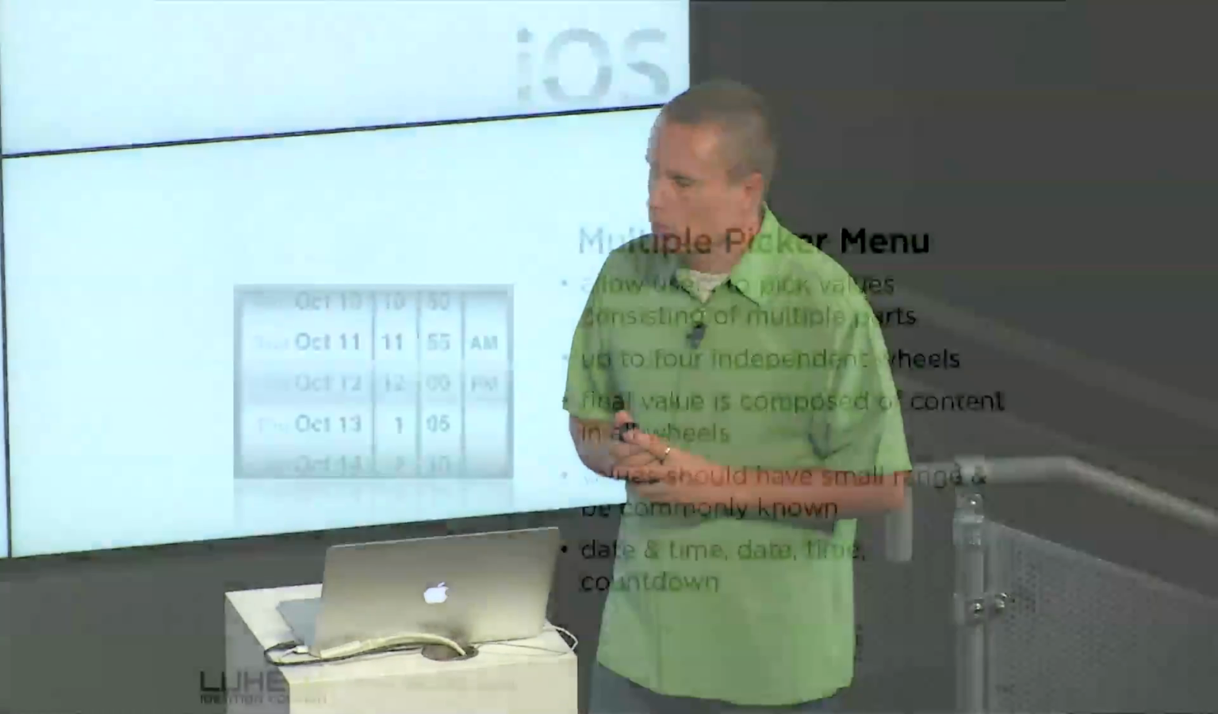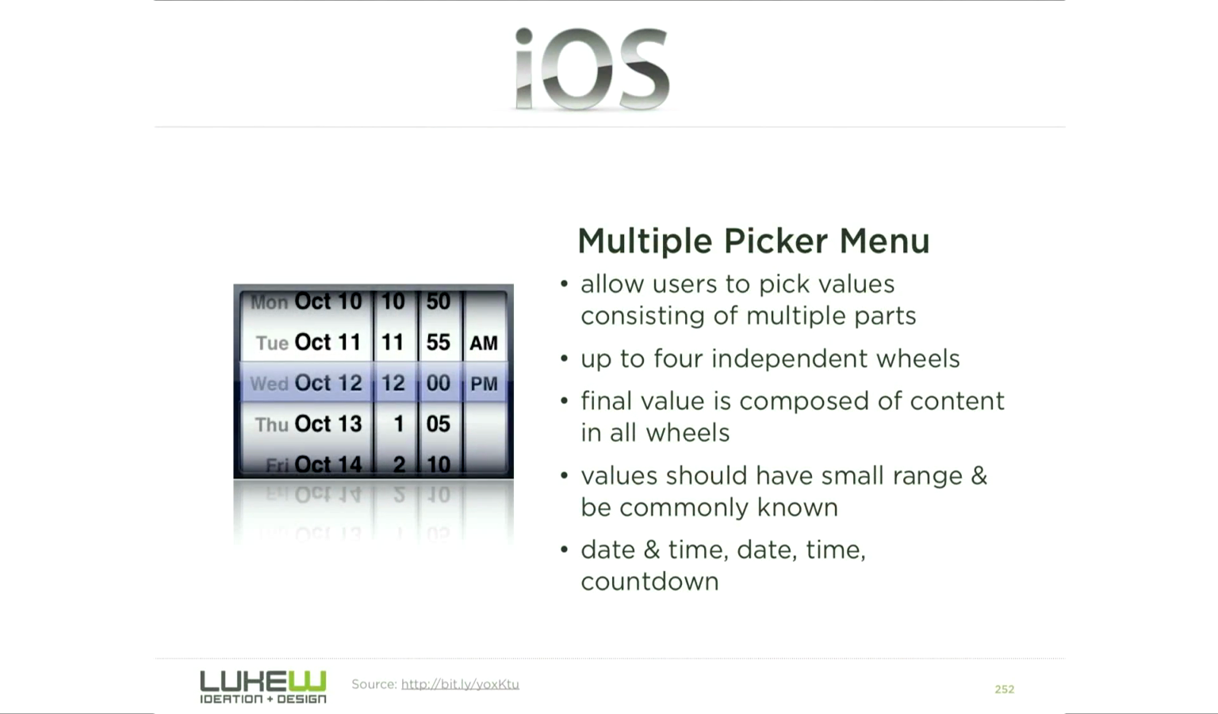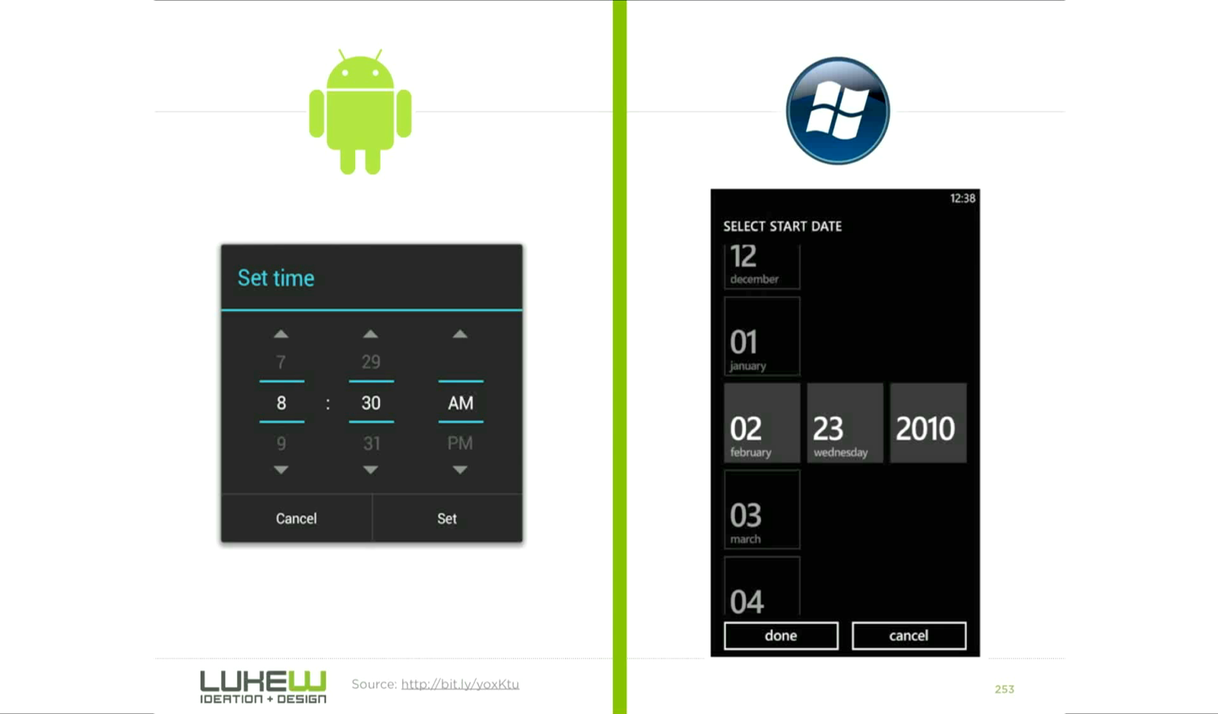Now, picker menus can be moved into multiple picker menus. This is what I showed in the open table example. Here's what it looks like in iOS. Here's what it looks like in Android. Here's what it looks like in Windows Phone. So we've got a couple inputs bundled together.